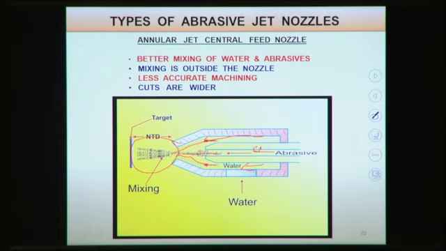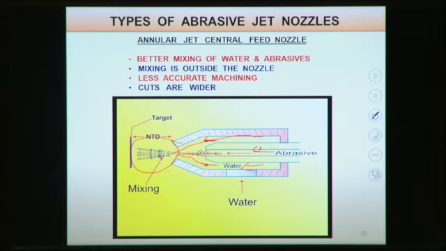So in this zone, when it is coming outside the nozzle, the mixing occurs outside of the nozzle. Okay, so better mixing of water and abrasives can be observed for this kind of nozzle model. But the mixing is outside this nozzle, and the machining is less accurate.